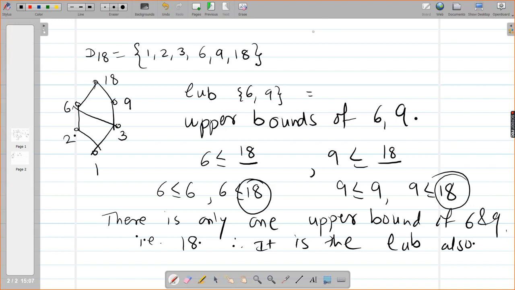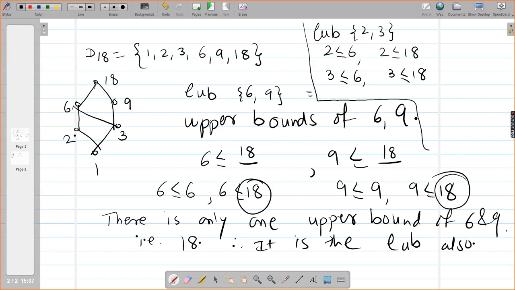Suppose I want to find out least upper bound of 2 and 3. So what will it be? Tell me, what are the common upper bounds of 2 and 3? 6. 2 is less equal 6. 2 is less equal 18. 3 is less equal 6. 3 is less equal 18. So 6 and 18. 6 and 18 are upper bounds of 2 and 3, right?